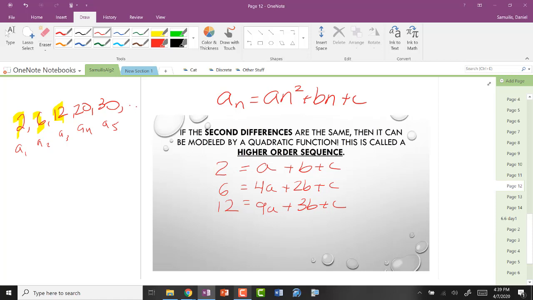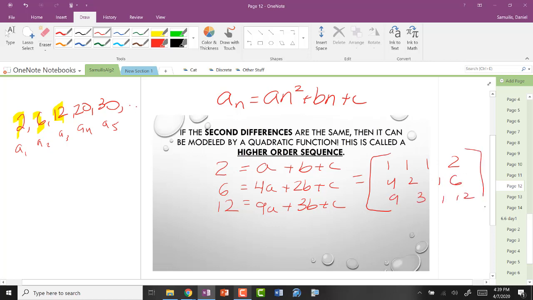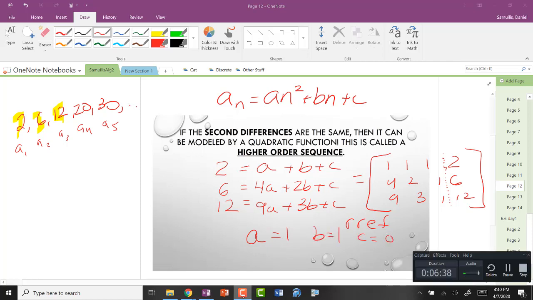Let's think. What have we used before that makes solving systems easy? Oh, good job. Yes, we are using a matrix. So I have 1, 1, 1, 2, 4, 2, 1, 6, 9, 3, 1, 12. And remember, that was our augmented form. Type that into your calculator. I like my reduced row echelon form. Get my answers when I plug it in to solve, and you should get a equals 1, b equals 1, and c equals 0.